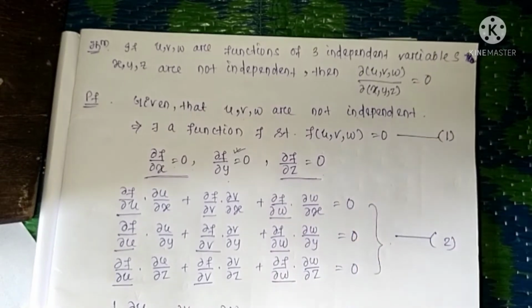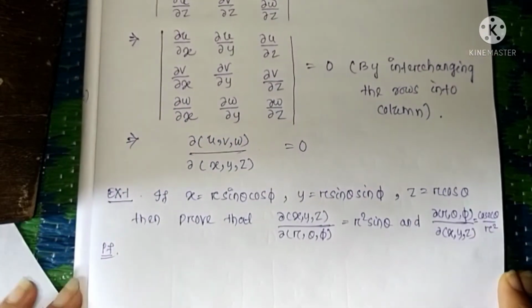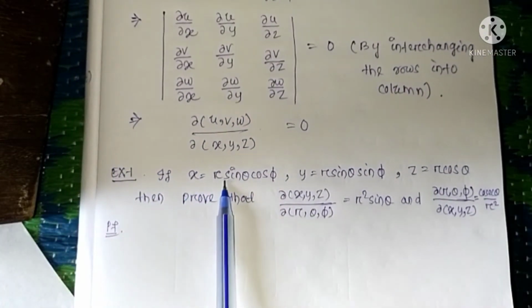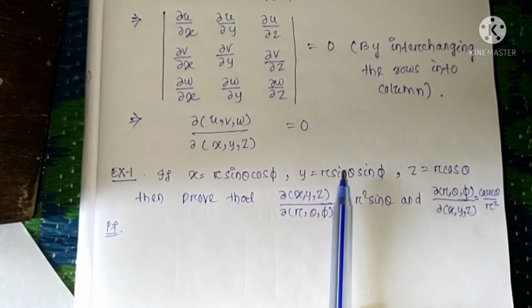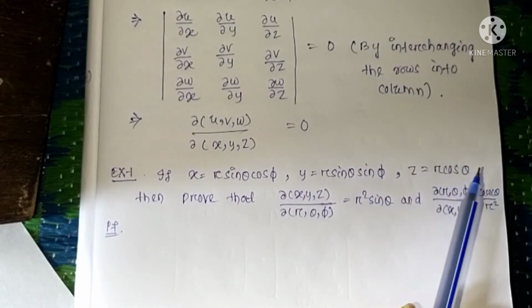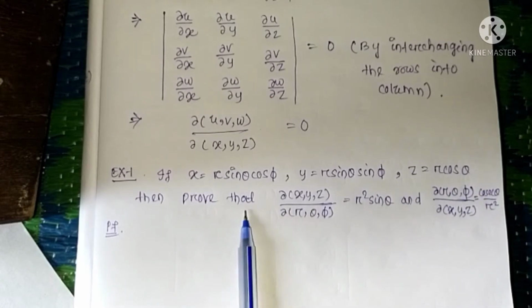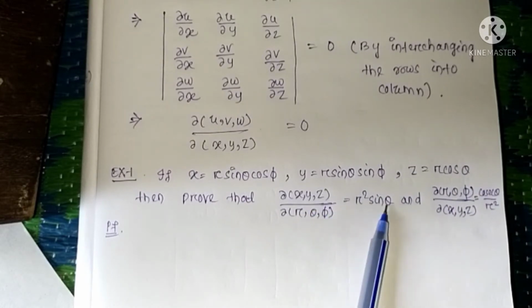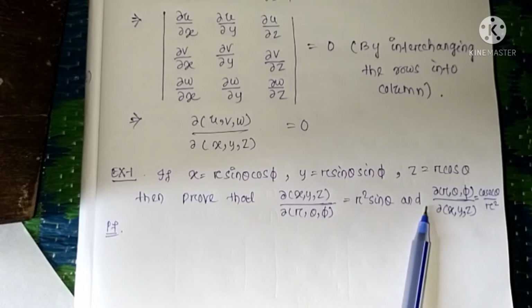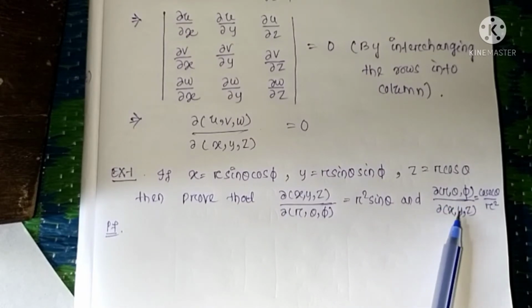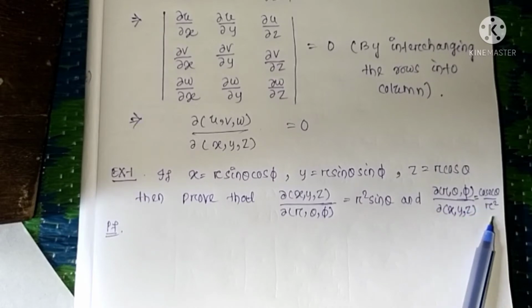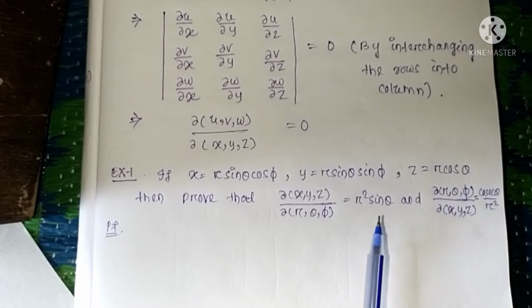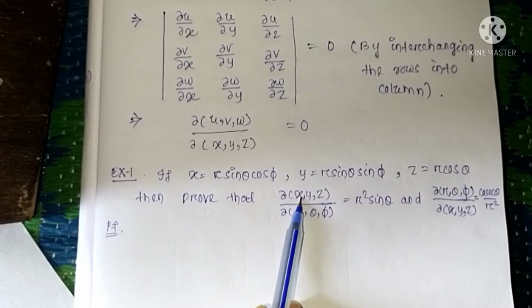Now see one example. If x equals r sin theta cos phi, y equals r sin theta sin phi, z equals r cos theta, then prove that del x, y, z with respect to del r, theta, phi equals r square sin theta, and del r, theta, phi by del x, y, z equals cosec theta upon r square. First of all we find del x by del r.